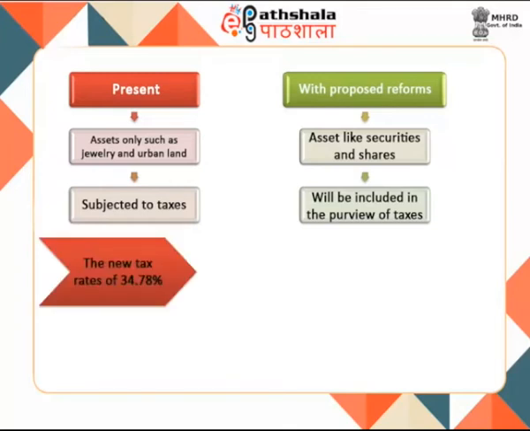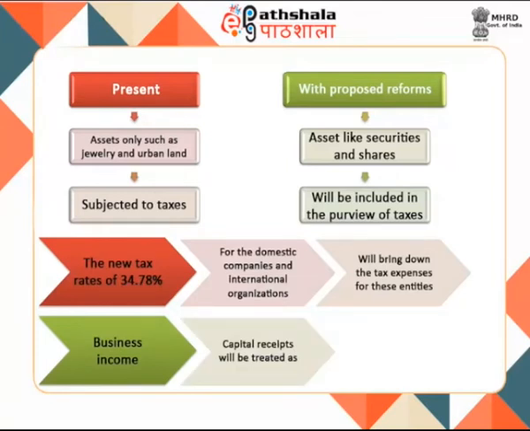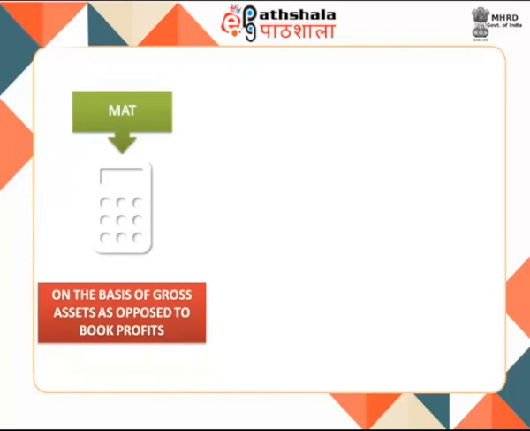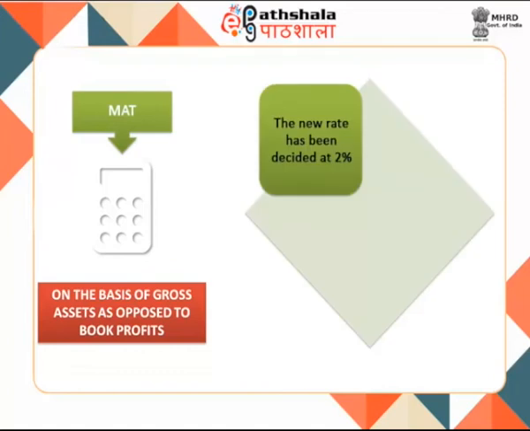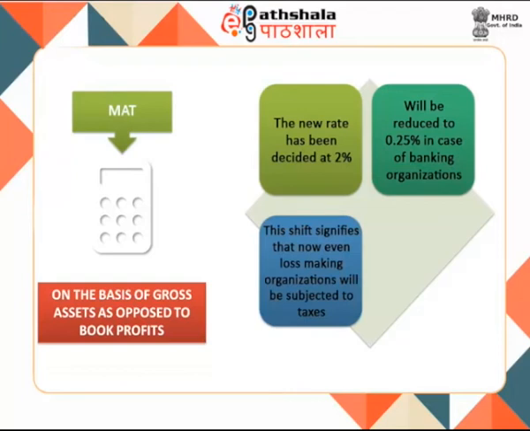The new tax rates of 34.78% for the domestic companies and international organizations will bring down the tax expenses for these entities. In case of business income, capital receipts will be treated as normal profits. From 2011-12 onwards, minimum alternative tax will be calculated on the basis of gross assets as opposed to book profits. The new rate has been decided at 2%, which will be reduced to 0.25% in case of banking organizations. This shift signifies that now even loss-making organizations will be subjected to taxes.